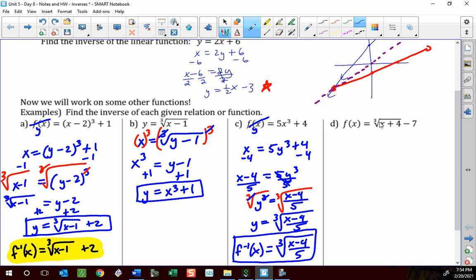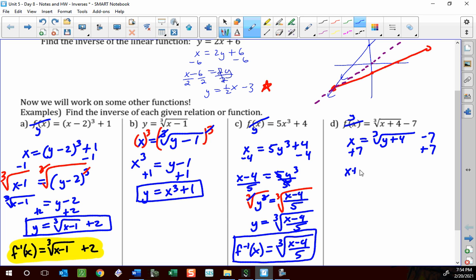All right, this last one, this is a cube root, so I expect a cube power by the time I'm done. All right, so remember this is y, so I'm going to switch that to x equals cube root y plus 4 minus 7. All right, so I need to move the 7 so I can get this cube root alone.